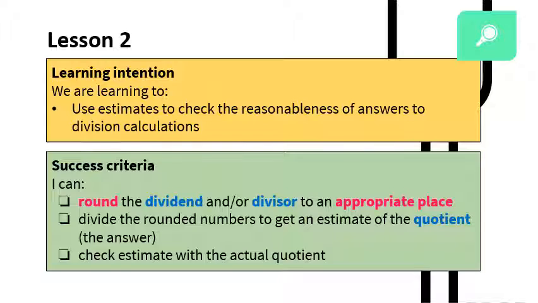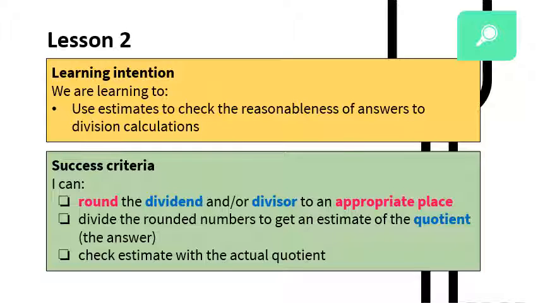Okay, so today, rather unsurprisingly, our learning intention is very similar to yesterday's learning intention. We are using estimates to check the reasonableness of answers to division calculations. So we are coming up with an estimate by rounding some numbers, and then we're using that estimate answer to check whether an answer we've been given or an answer that we've come up with is reasonable, whether it makes sense, whether it's what we would expect the answer to be close to.